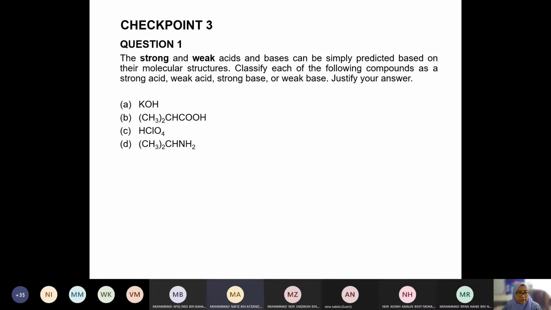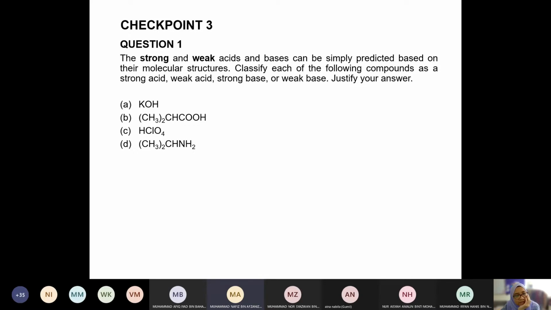Okay, alright, so let's discuss A, KOH. Is it a strong acid, weak acid, strong base, or weak base? Strong base. Okay, it is a strong base. How about B? Weak acid. Okay, weak acid.